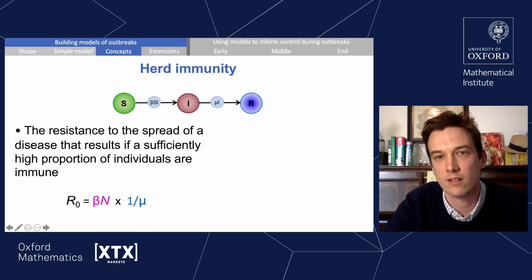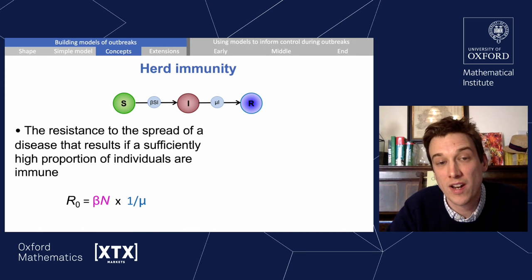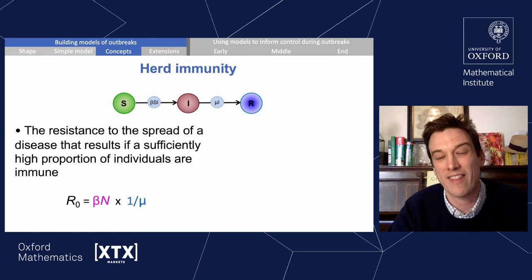Okay, so another concept that you'll have heard about during this outbreak is the concept of herd immunity. So what is herd immunity? Well, it's the resistance to the spread of a disease that results if a sufficiently high proportion of individuals in the population are immune. So in other words, maybe you've got a disease which has been around before and it's infected lots of people and those individuals have become immune. Well, then that creates resistance to the spread of disease when it reappears in the population.